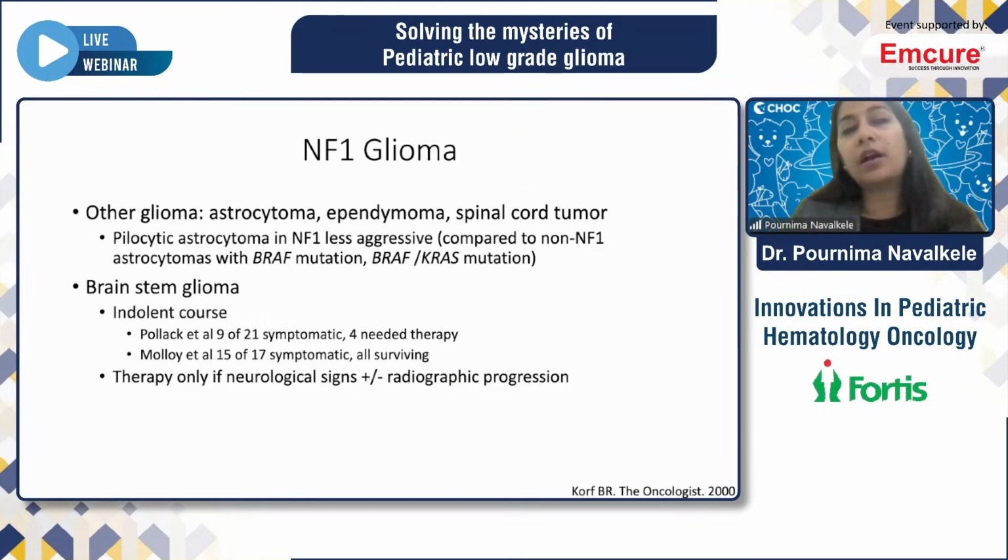So the other gliomas which can happen for NF1 patients are astrocytoma, ependymoma, spinal cord tumor, and the pilocytic astrocytomas are typically less aggressive as well as more responsive to treatment. And as I noted in the brainstem glioma, they can follow an indolent course, which is basically not really doing much and just sitting there in that location forever. The therapy is only recommended in the brainstem glioma if there are symptoms or radiographic progression noted.